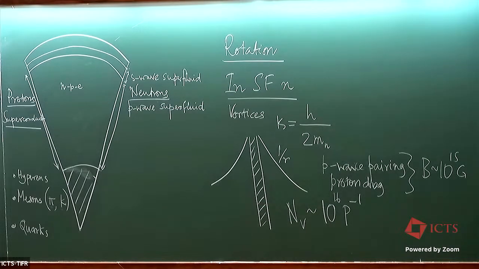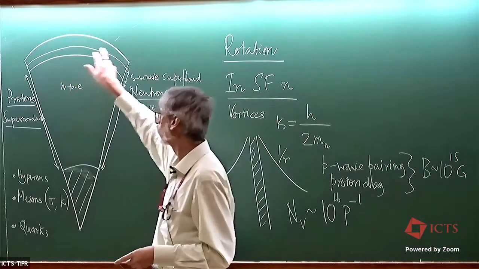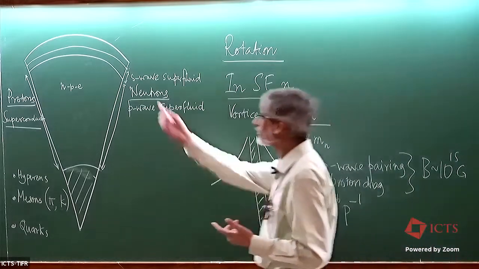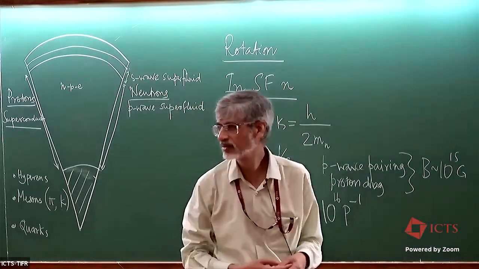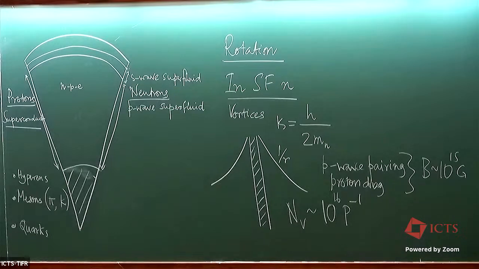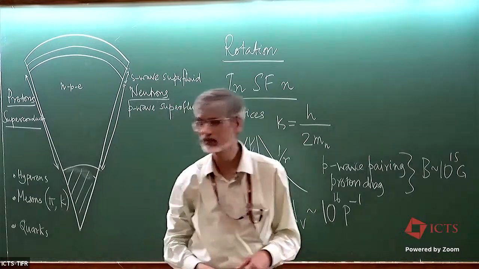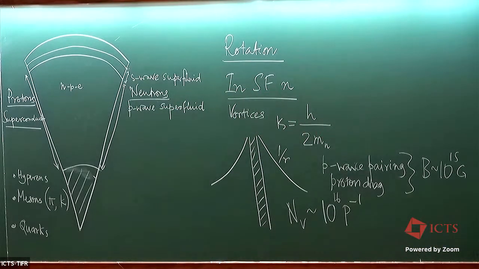Now let's look at this little region where you have neutron superfluid. It is an S-wave paired superfluid, and there are no free protons. So they also have vortices, but these vortices don't have magnetic field. So this mechanism, which is coupling the bulk of the neutron star, which is the core, with the crust, does not work for the crustal superfluid. So the crustal superfluid is therefore more loosely coupled.